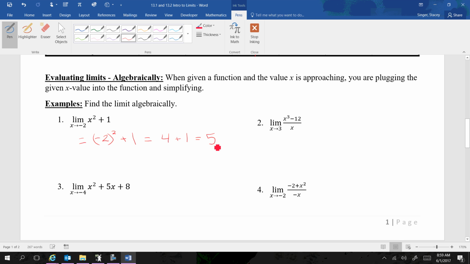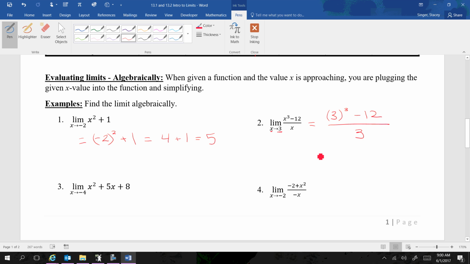So if I went to number 2, I do have a denominator, but if I plug in 3, do I get 0 in my denominator? No, there's no way I can get 0 in my denominator if I'm plugging in 3. So I just plug in 3 into the x, because that's what it's approaching. So 3 to the third minus 12 divided by 3. So all you're doing is replacing the x with the actual value that it is.